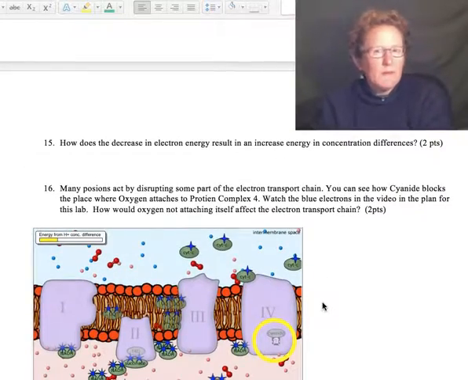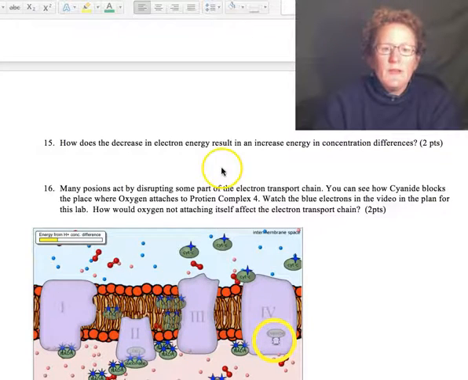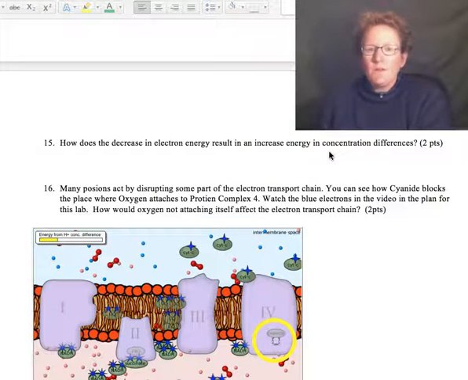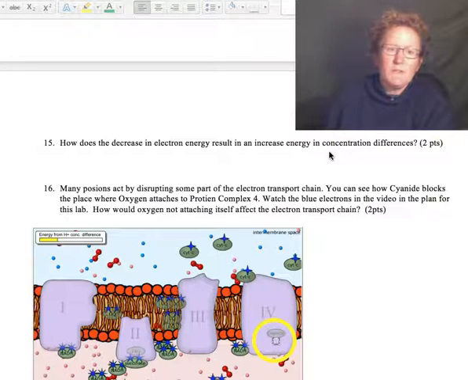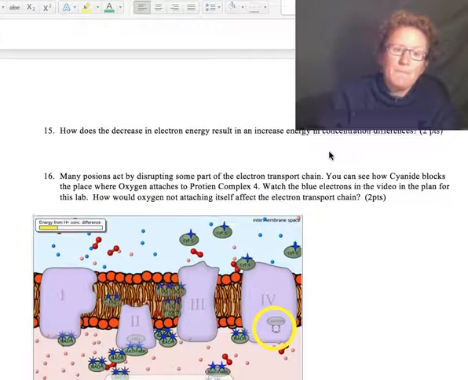Cells are pretty complicated, aren't they? So the decrease in electron energy results in an increase in electrical energy in the concentration difference. So now let's get back to poison.